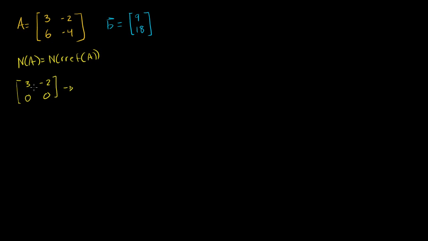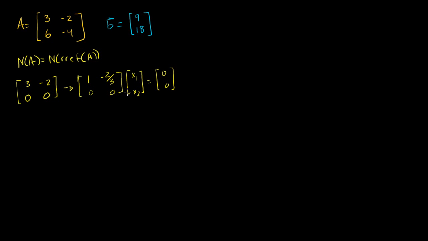And then let's replace the first row with the first row divided by 3. So then that becomes 1, minus 2/3. And then the second row is still 0. So that's the reduced row echelon form of A. And we want to find its null space. So we want to find all of the vectors that we can multiply it by, so this is a vector x1, x2, that is equal to the 0 vector in R2.